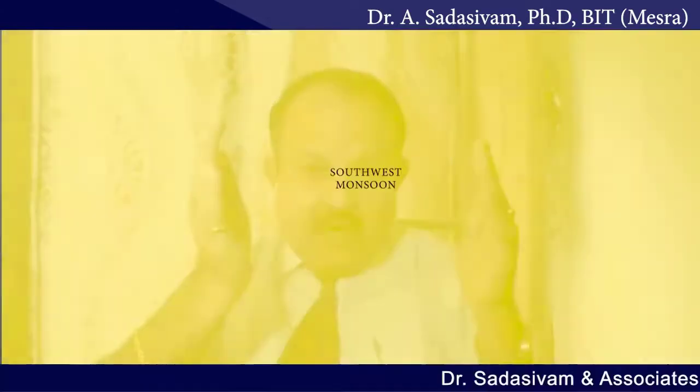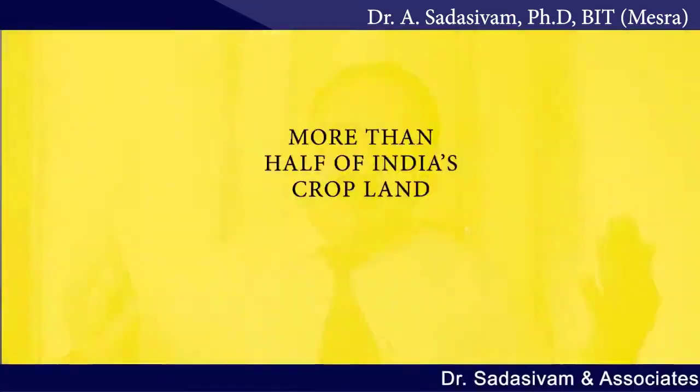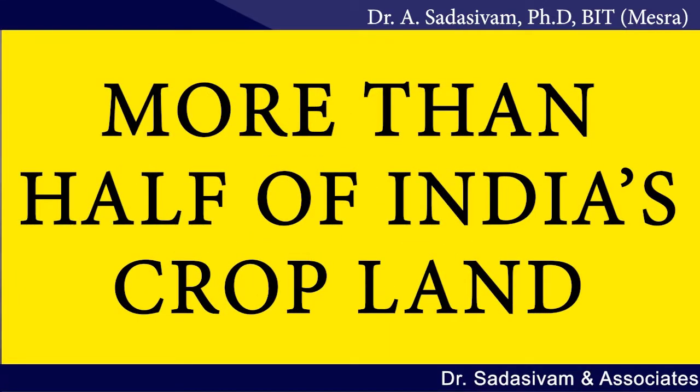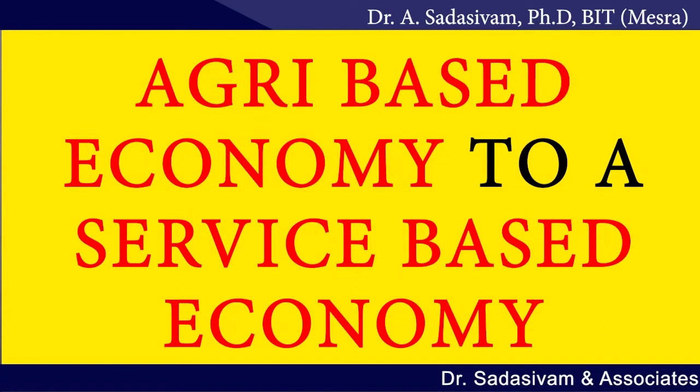Now, apart from that, one very important point is the southwest monsoon. Southwest monsoon is extremely important because it irrigates more than half of India's cropland, right? Very, very important. India is largely an agri-based economy, guys. Large part of population depend on it. Not in terms of percentage of GDP. Percentage of GDP may be very less, but maximum GDP is from the service sector. At least in the last 1 or 2 decades, there is a big shift which is happening in our economy, transforming from an agri-based economy to a service-based economy.